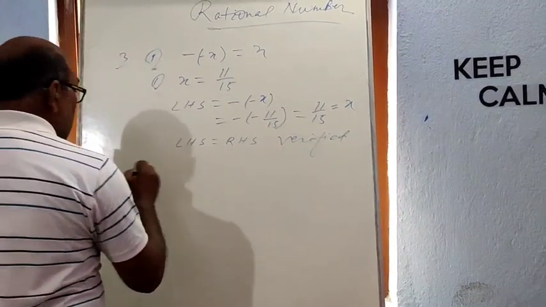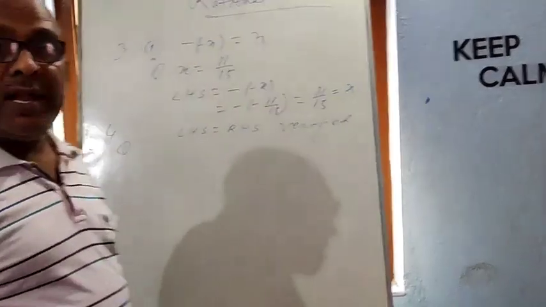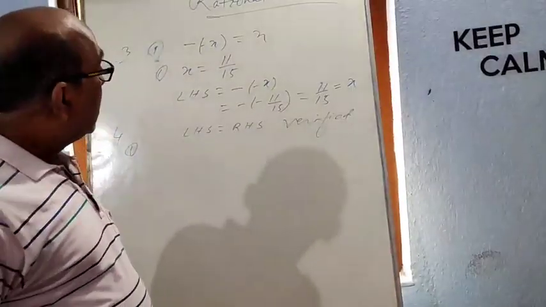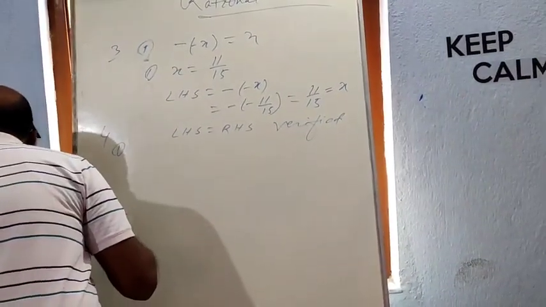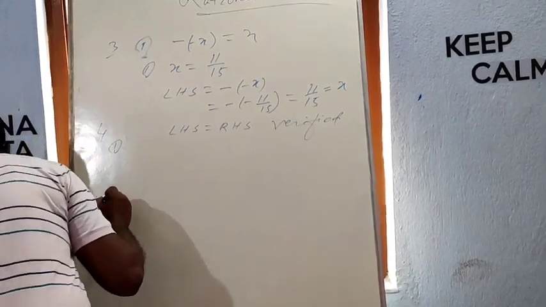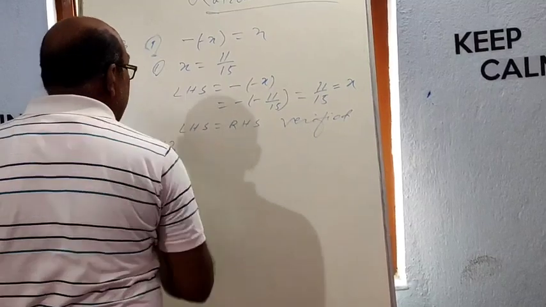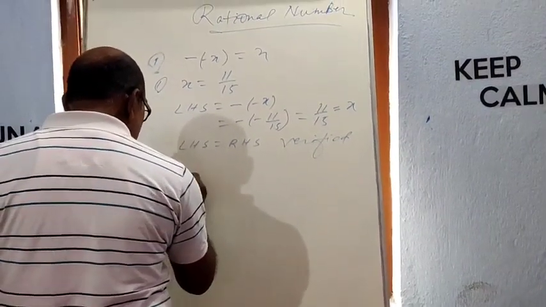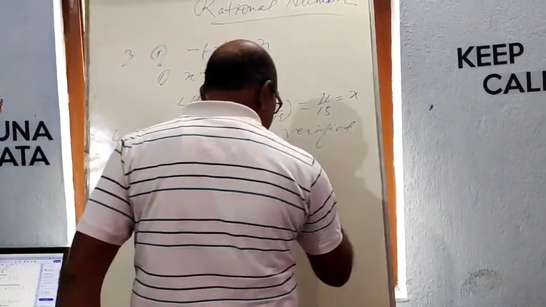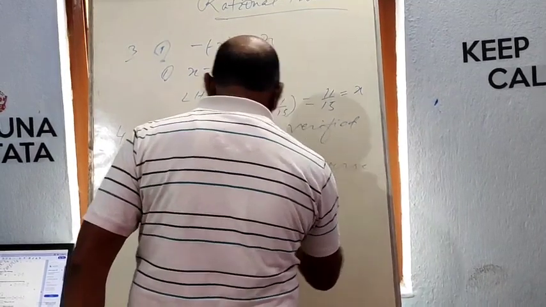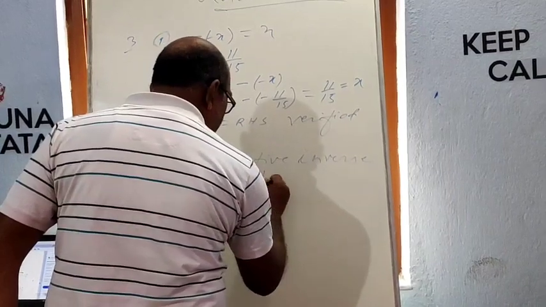Now first of question number 4. In question number 4 you have to find the multiplicative inverse. Multiplicative inverse of 5 is 1 by 5. Similarly in this question you have to find the multiplicative inverse of minus 4 by minus 13. Therefore the multiplicative inverse of minus 13 is equal to minus 1 by 13.